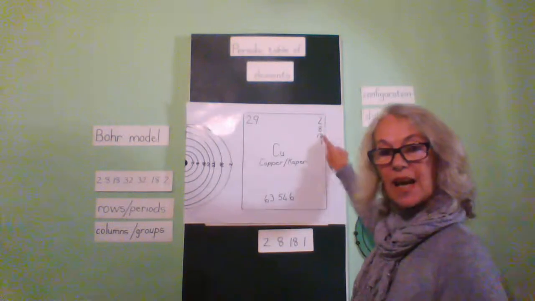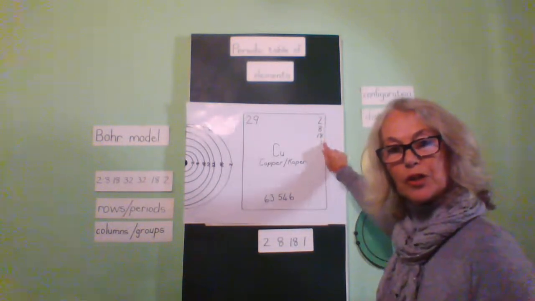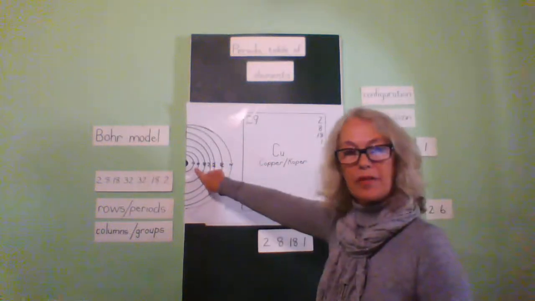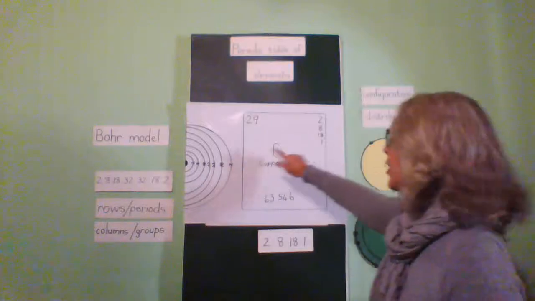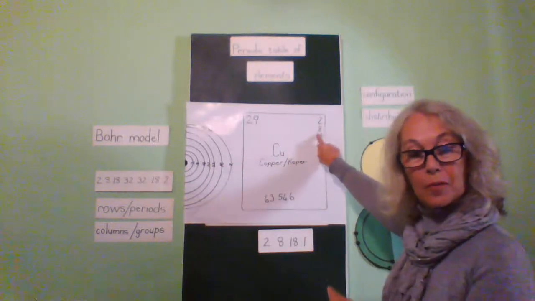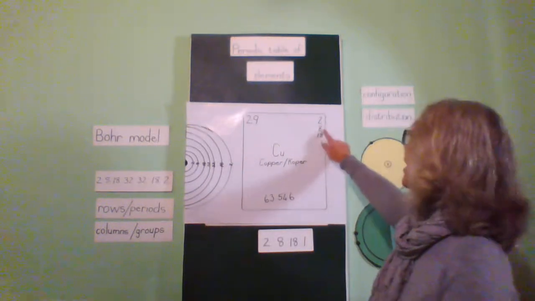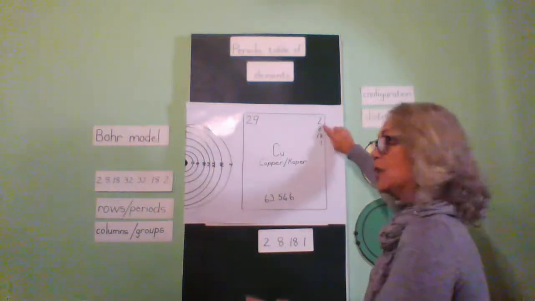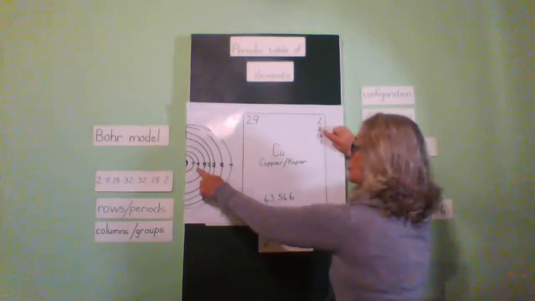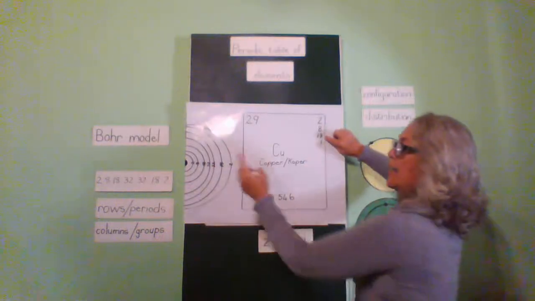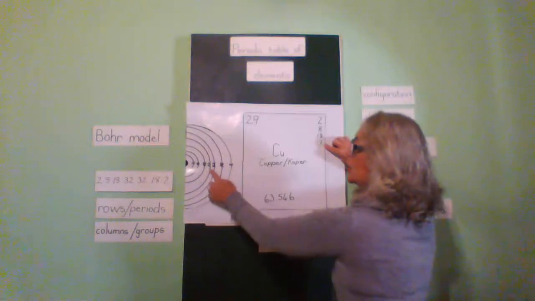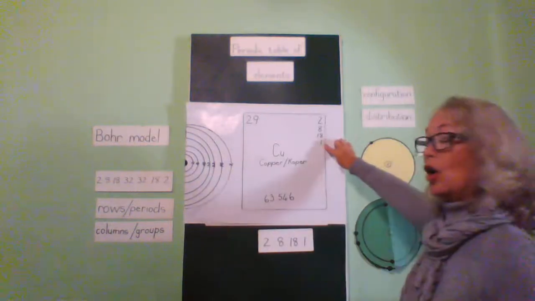Now on this side, they have little numbers, 2, 8, 18, 1. Remember, we always start numbering from the inside out. We also start then from top to bottom. So copper will have 2 electrons on that energy level. It will have 8 electrons on that energy level. On the third energy level, it has 18, which is the maximum. And then on its last energy level, it will have only 1.